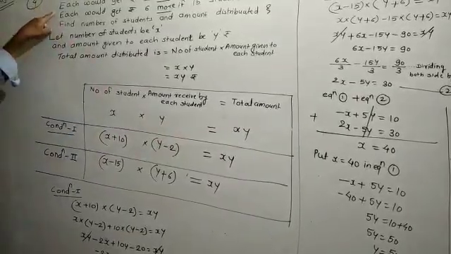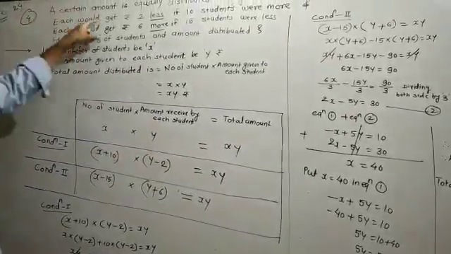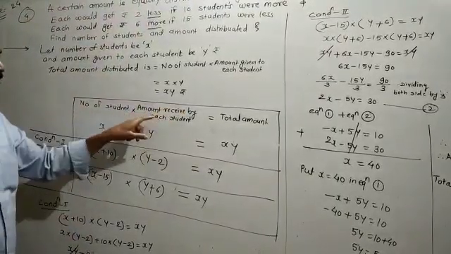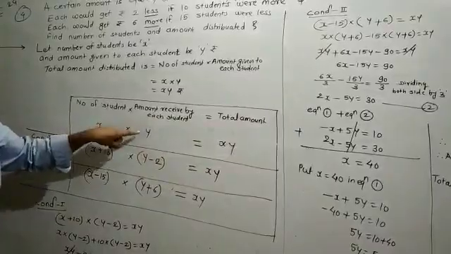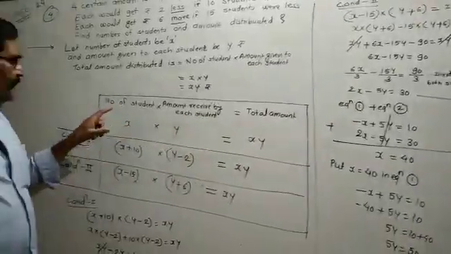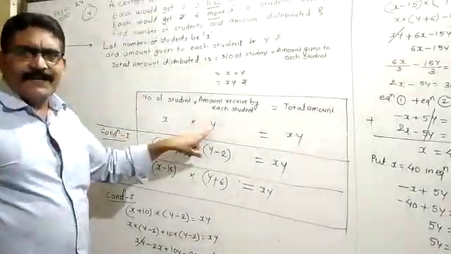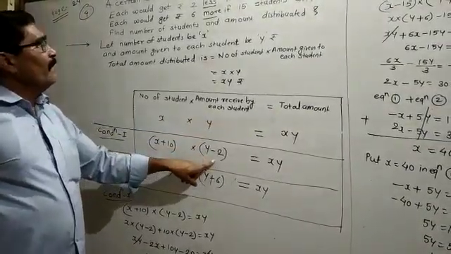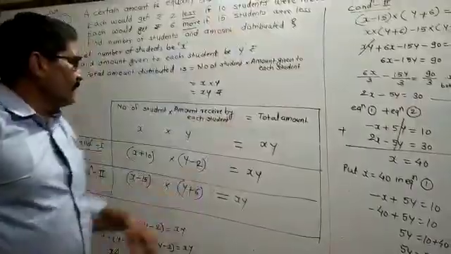What is the first condition that you have to see? Each would get 2 rupees less. This is the amount received by each student. Means first of all they are getting y rupees. If x students are there, at that time they are getting y rupees. They are getting 2 rupees less when 10 students are more.